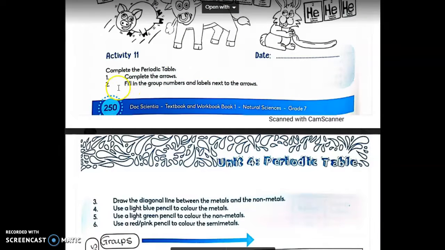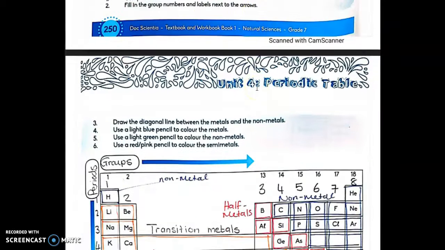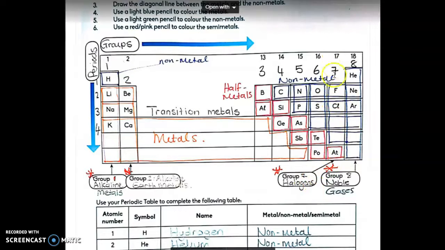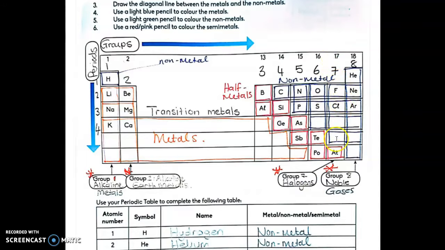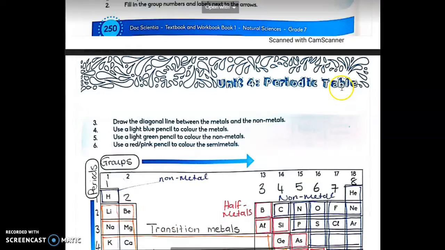That's the answer. Number 2, fill in the group numbers and labels next to the arrows. So group numbers. Group 1 is the alkali metals. Group 2 is the alkaline earth metals. Group 7 here, or 17 actually, is called the halogens. And group 8 is called the noble gases.